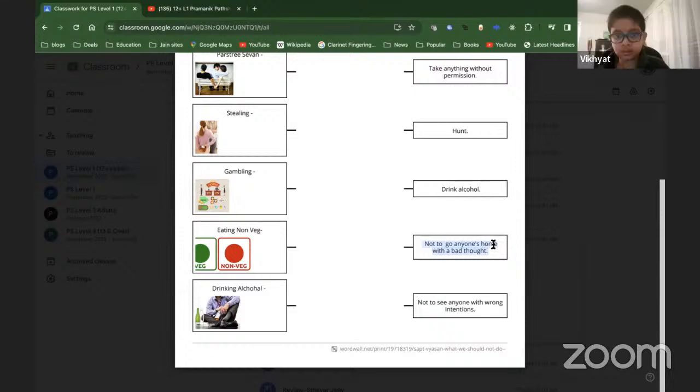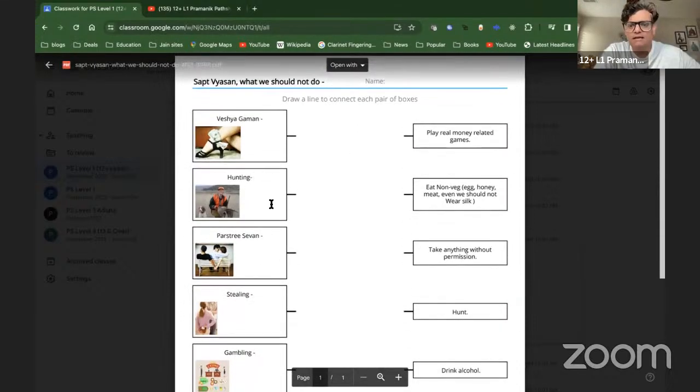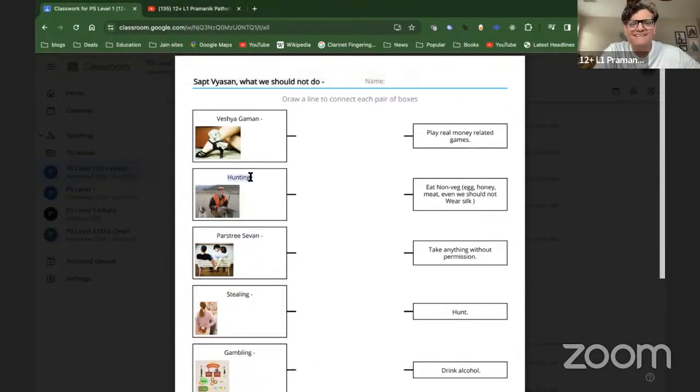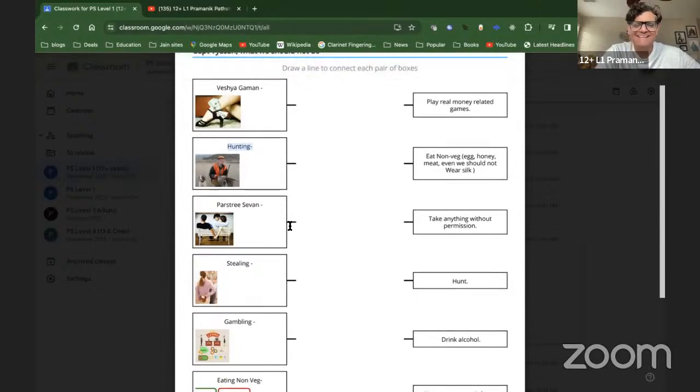Or in other words, it's like prostitution, right? So that's what Vaishyagaman is, okay? Hunting is hunt. So actually, they should have said shikar here. They said hunting. Now, hunting and hunt are related. So it's kind of like, I don't know.